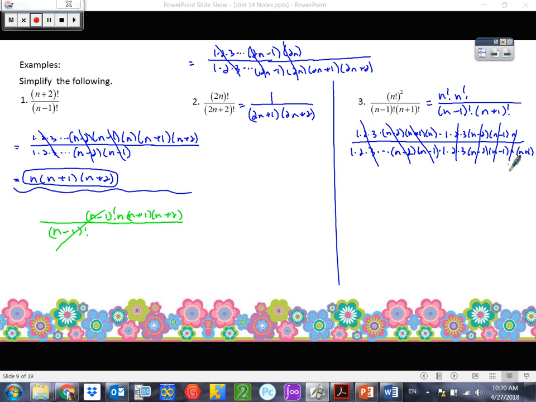So it looks like what we're left with is an n in the numerator and an n plus 1 in the denominator. So n over n plus 1. Which makes it particularly nice to do this technique, so you just get to cancel, cancel, cancel. That's why I like it. All right, are we okay with that? Okay.